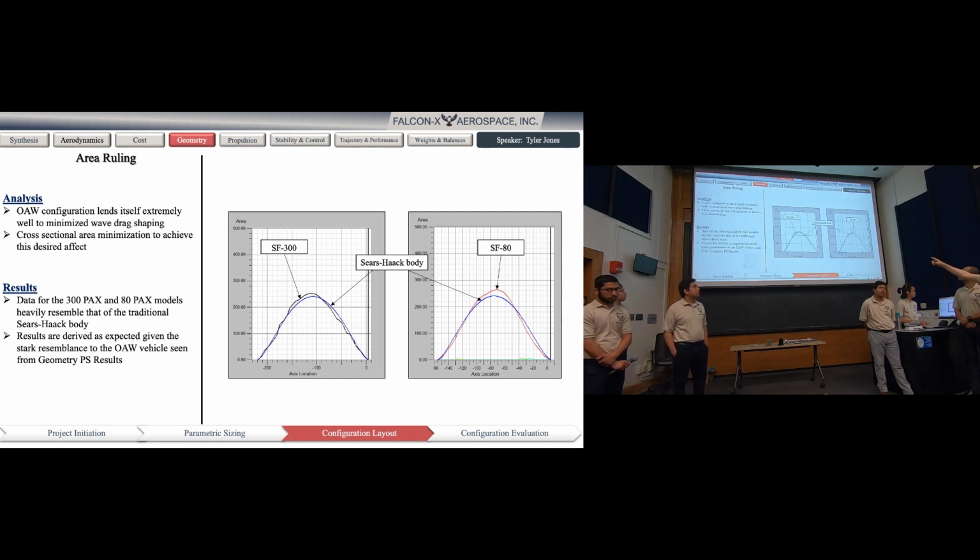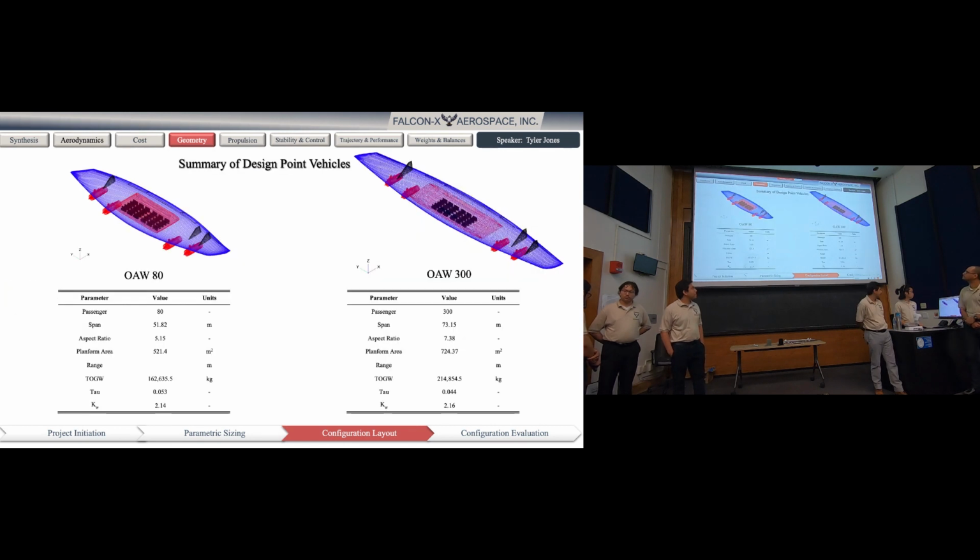On these plots you can see the blue line represents a Sears-Haack body, which for a given length and volume is the ideal shape for minimized wave drag, and the other lines are our vehicles after the full layout has been performed. You can see they match very well. The small humps you can see in those plots essentially relate to the engines and vertical tails. And then this is a summary of the vehicles after layout, their planform areas, their T/Ws and their W/Ss, on the left-hand side with the 80-passenger version, and the right-hand side with the 300 pack version.